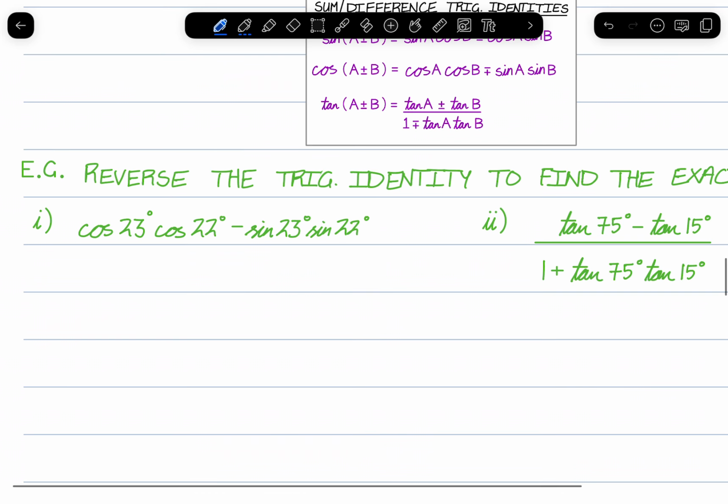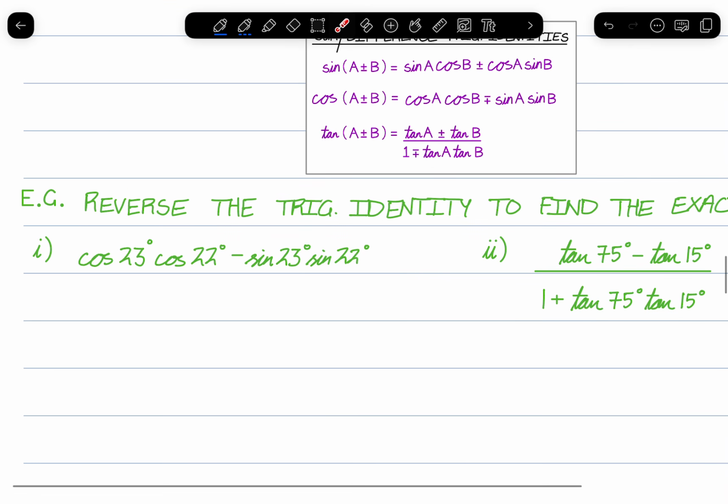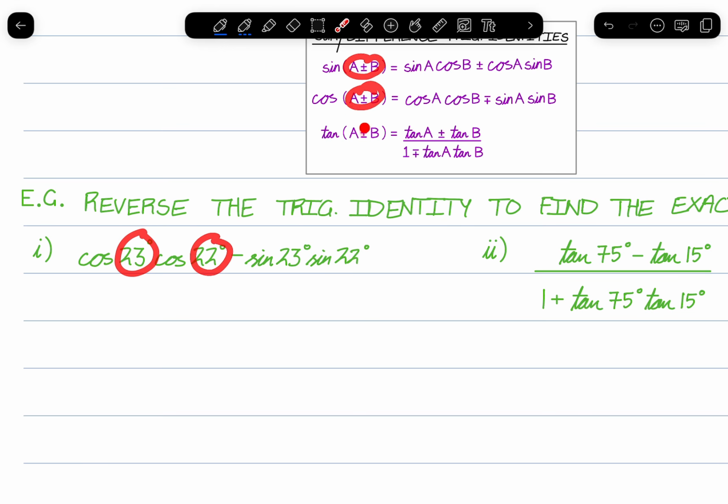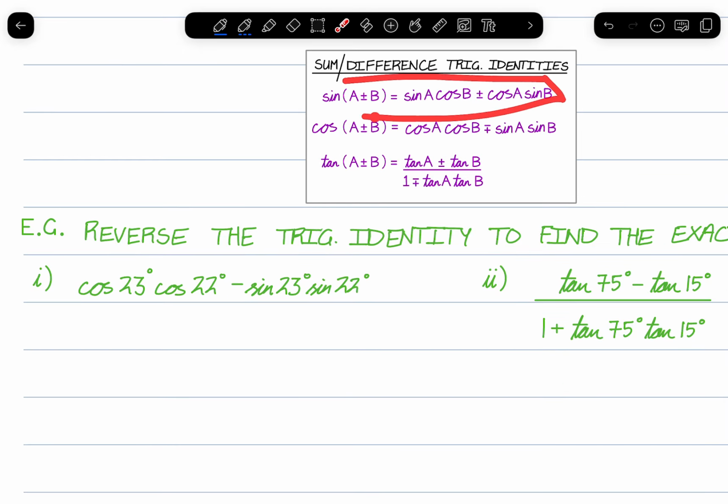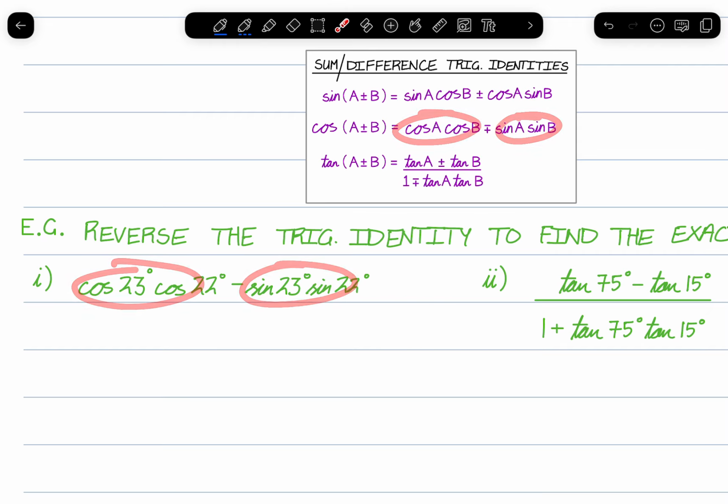So for example, in this first one, cos 23, cos 22, minus sine 23, sine 22. So obviously it's going to be 23 and 22 as A and B. Now it's just a matter of figuring out which of the identities it is. Clearly it won't be tan, but students at this point still might get confused remembering sine and cos. But the giveaway here is the cos and sine. So this is definitely cos.